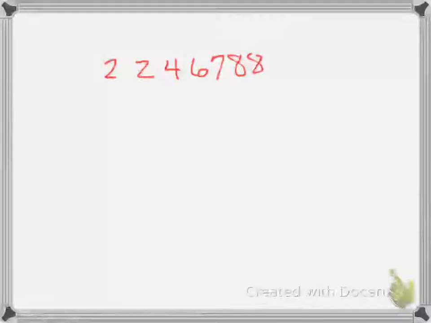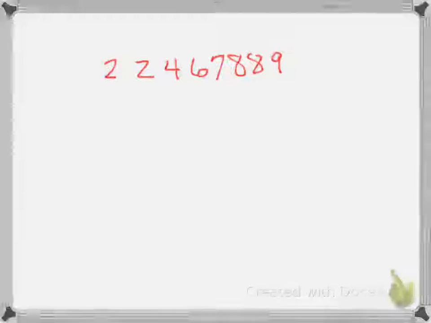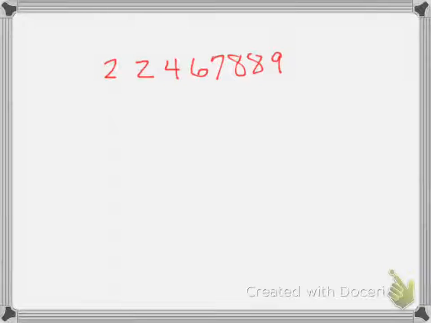I'm already going to have them in order. So 2, 4, 6, 7, 8, 9. Okay, there you go. 2, 2, 4, 6, 7, 8, 8, 9. That's my list of numbers. Okay, first thing I'm going to do is I'm going to put them in order from least to greatest, and I've already done that for you, right? There they are. Then I'm going to find the range.